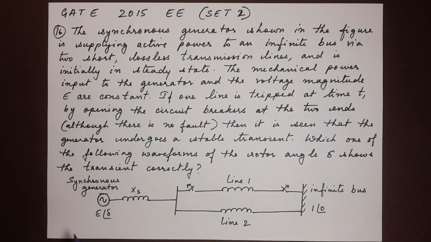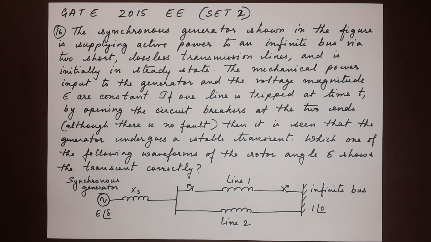Okay, so here is our diagram given to us. We have our source, the synchronous generator, and the two lines L1 and L2 connected to the infinite bus here. So the question says that the circuit breakers at both ends of line 1 are opened up. Now they are opened up even though there is no fault. Then it says that the generator undergoes a stable transient. So we have to figure out what the rotor angle delta would look like.